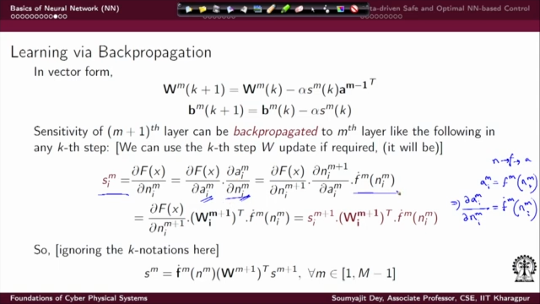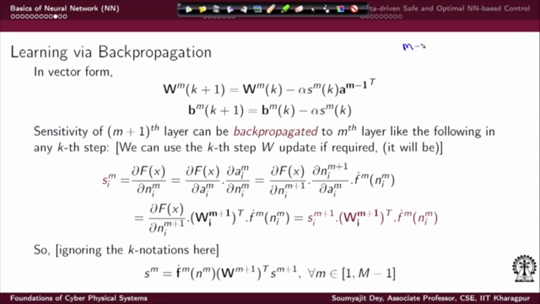And what about this first term, derivative of F with respect to derivative of A of the mth layer? So let's try to write it in a different way. You can write it like derivative of F with respect to derivative of N in the next stage. So why is that important? Let us try to understand how the different layers should be linked up. So you have the m minus 1th layer and you have the mth layer.